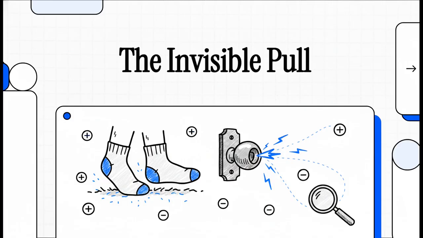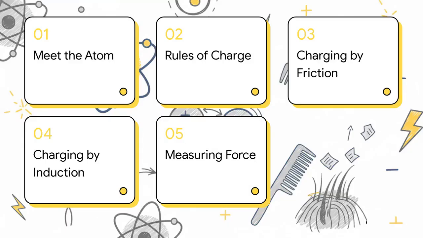in the universe. Welcome to today's explainer, where we're going to make the invisible visible. We are looking at the unseen reality of static electricity: what it is, where it comes from, and exactly why it happens. So here is a quick look at our roadmap for today. We'll start small with Meet the Atom, move on to the rules of charge, then check out charging by friction and charging by induction before zooming all the way out to measuring the force. Let's get right to it.